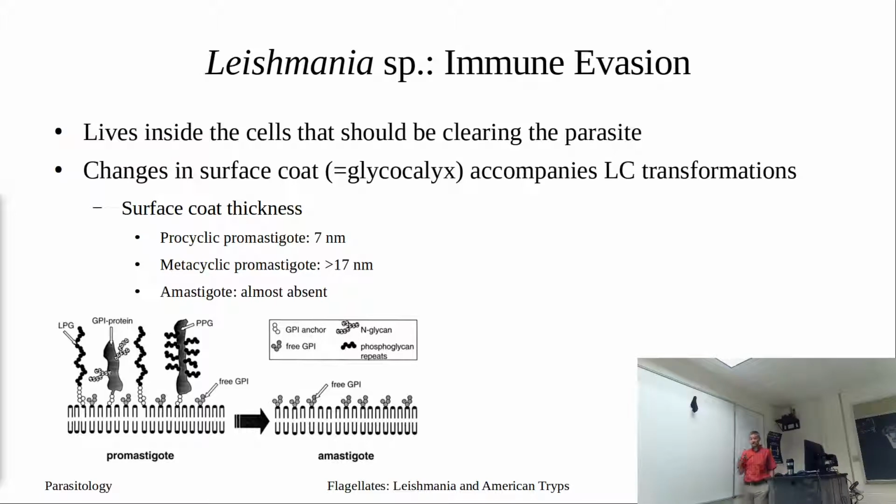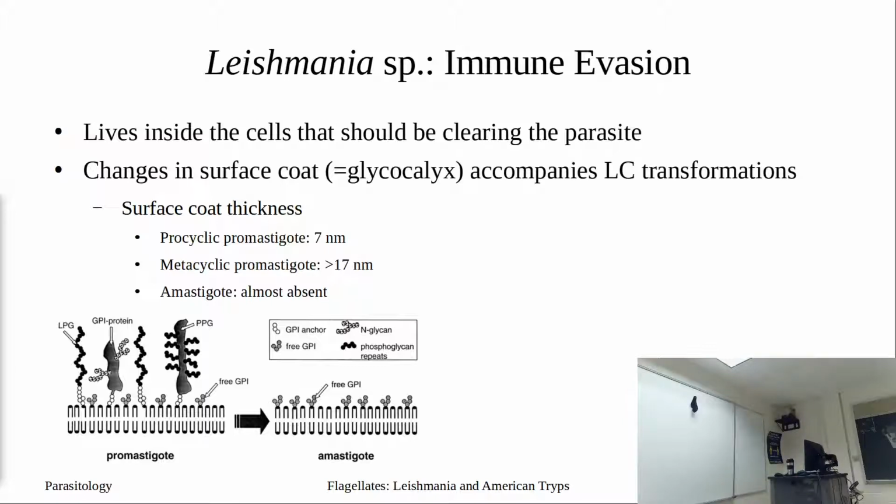So this is something that electron microscopists noticed. They were looking at the promastigote and trypomastigote stages in the insect and the vertebrate, and they're noticing that the surface coat is a different thickness. So that has prompted other researchers to look at what's going on. Why do we see this change? Now, how big of a change is it?